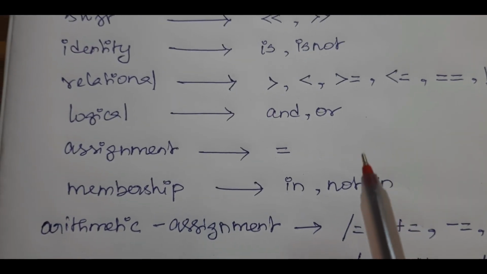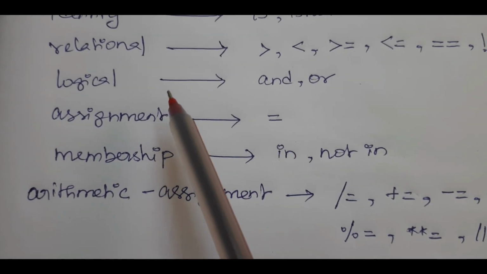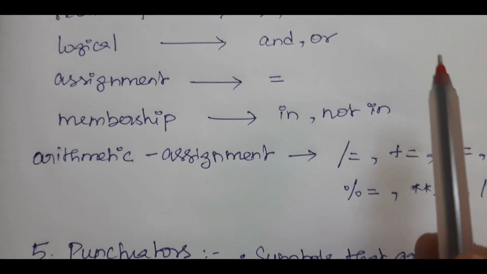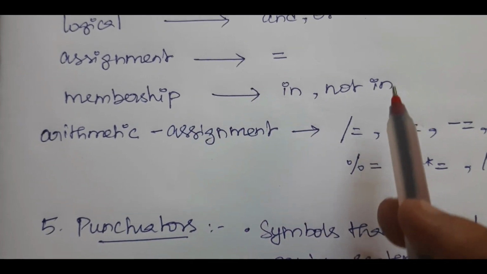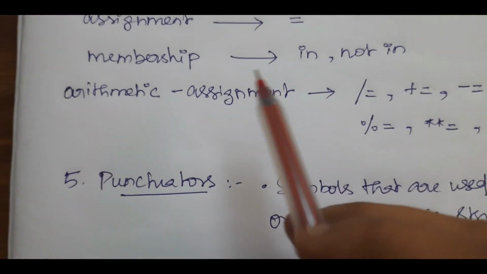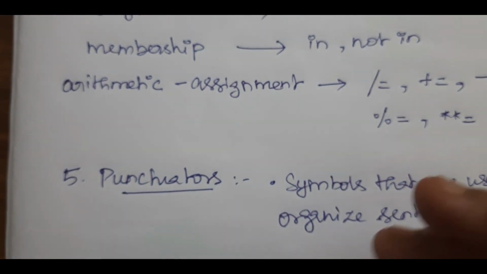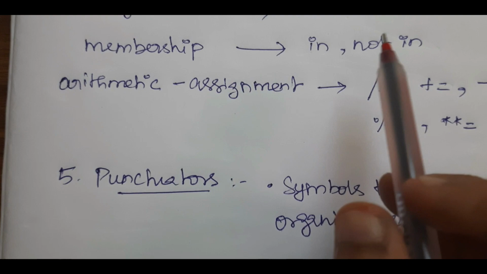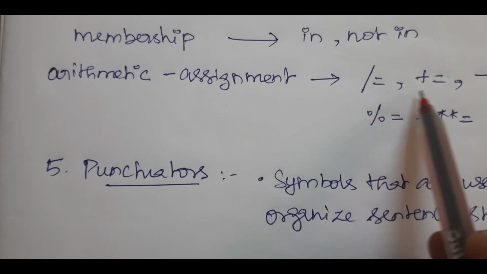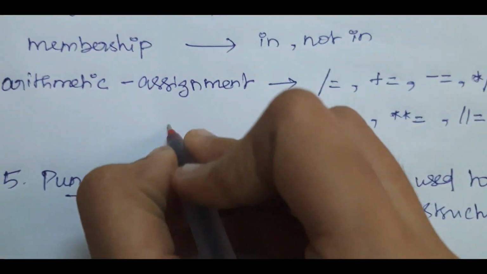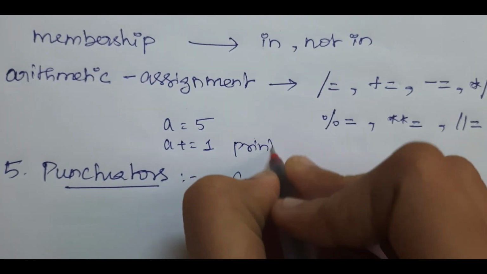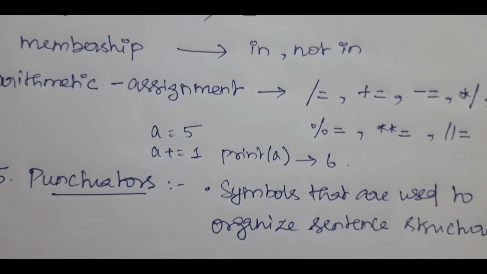And then comes the identity operator. And then the relational operator, like greater than or less than or equal to. And then the logical operator. And then the assignment operator, where you assign a particular variable a specific number or something. And then the membership operator, to check whether it contains the element or not. And then the arithmetic assignment operator, where you assign like a equal to 5 and a plus equal to 1, and if you print a, you will get the value 6.